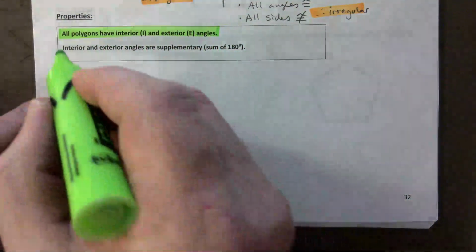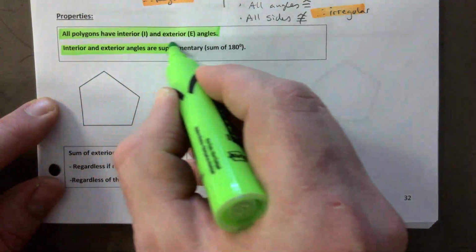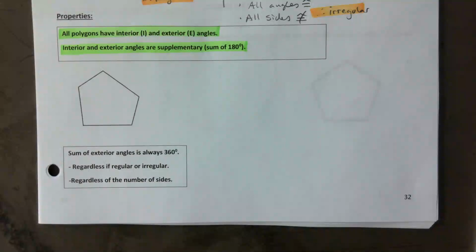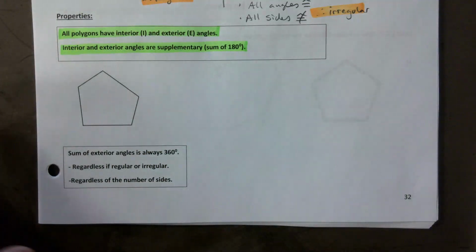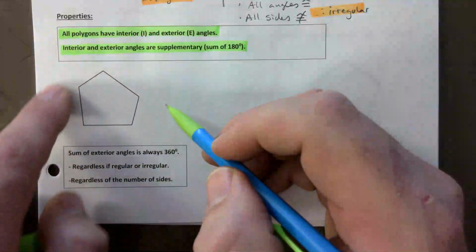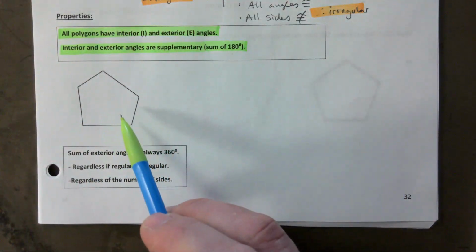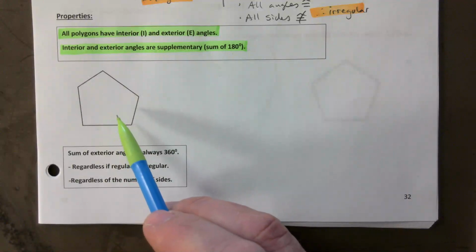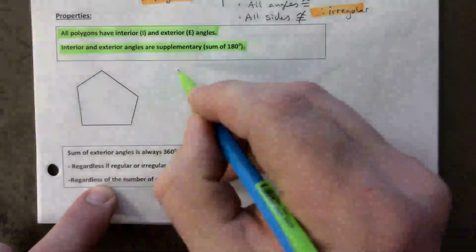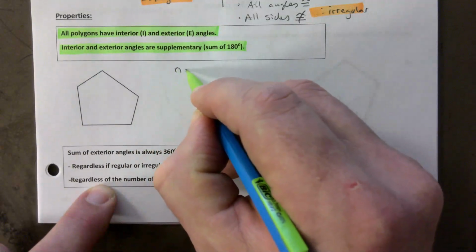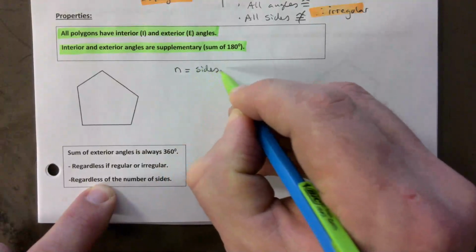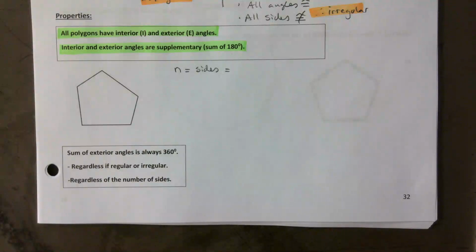All polygons have interior and exterior angles. And this is huge. Interior and exterior angles are supplementary. They add up to 180. Okay. So in this particular polygon, does this look like a regular polygon to you just by observation? Definitely doesn't, right? So just keep that in mind. Sometimes it's very obvious. But how many sides does this have? N is equal to the number of sides in this unit. Every time you see N, it's number of sides.